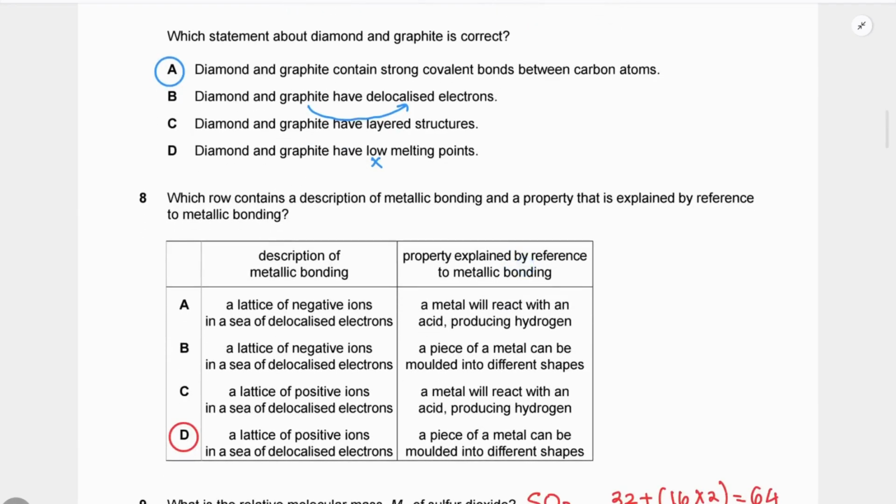So we can see from here the description of metallic bonding: a lattice of positive ions in a sea of delocalized electrons, which is correct. And the property explained by reference to metallic bonding: a piece of metal can be molded into different shapes. Yes, malleable, and then ductility, it can be drawn into wires. So the correct answer is D.